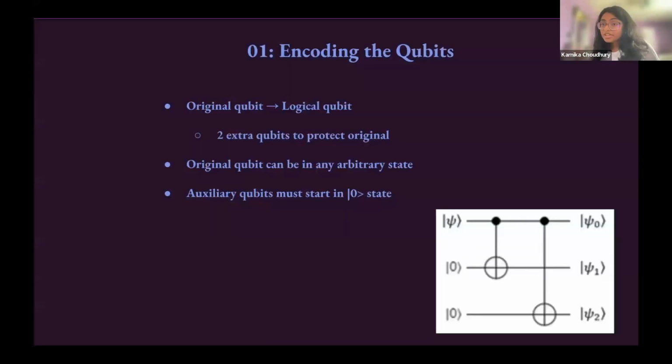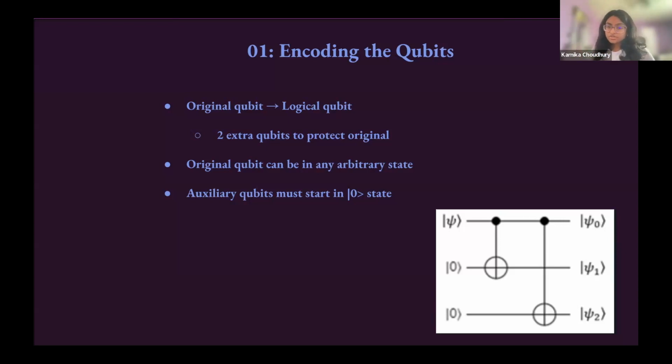The first step is to encode the qubits. Just like in classical computing, where we make a 0 into 0, 0, 0, in quantum computing we can take that original qubit and add what a lot of literature describes as 2 ancillary qubits to protect the original. That can be shown over here.